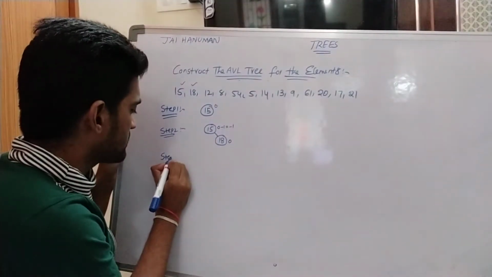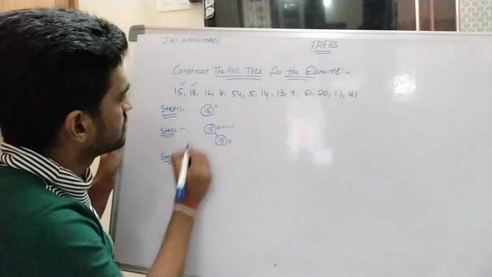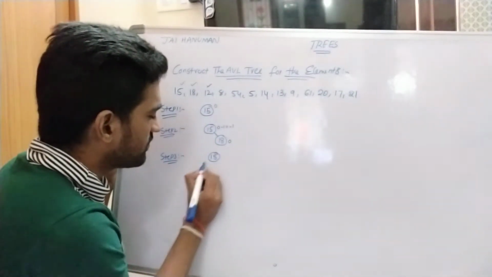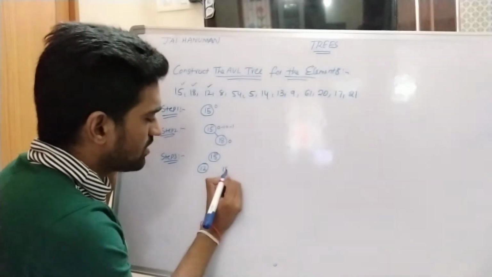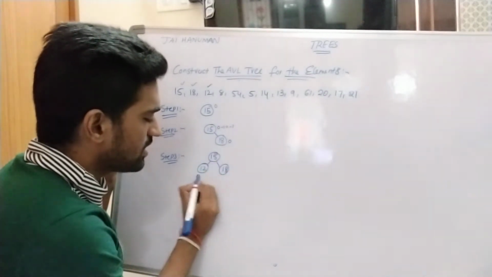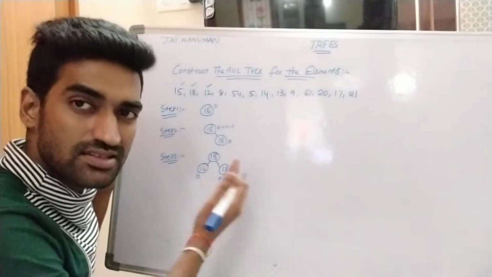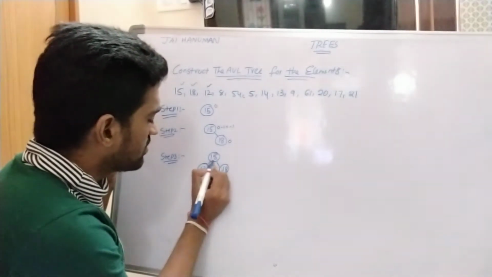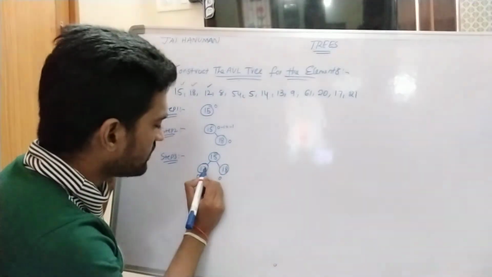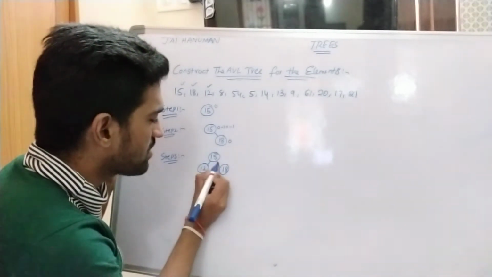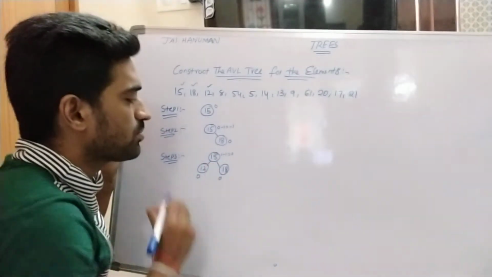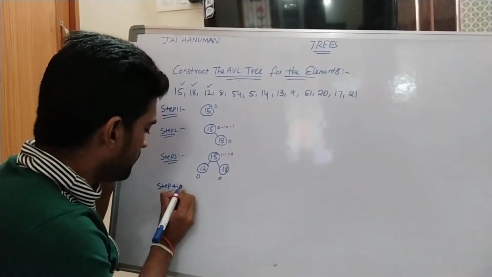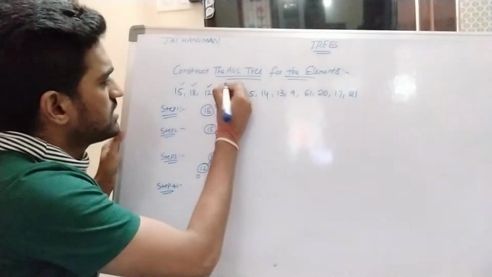What is the next inserted node? 12. So 12 is a lesser value when compared to 15. So that's why we place it at the left position, with left subtree of 18. Again we are calculating the balancing factor. For leaf nodes, the balancing factor is 0. Why? Because left and right subtrees are not present for leaf nodes. So that's why we simply place 0, 0. For this node, height of left subtree minus height of right subtree, 1 minus 1, 0. 1 minus 1, 0, right?